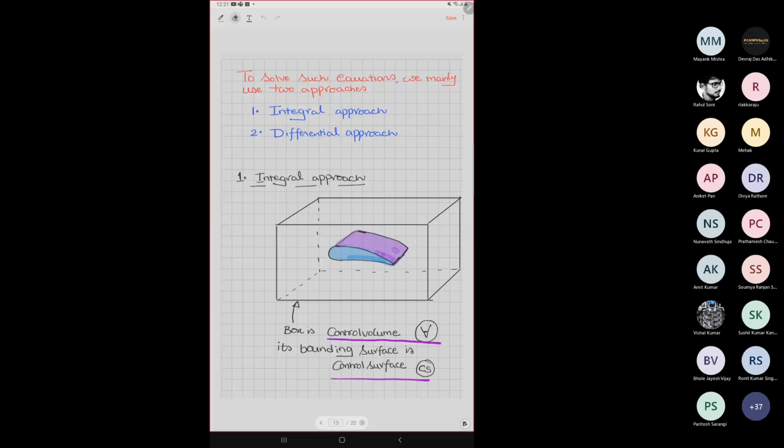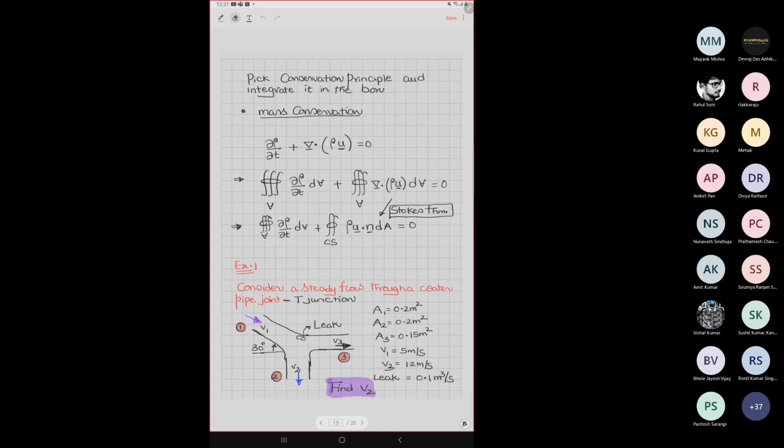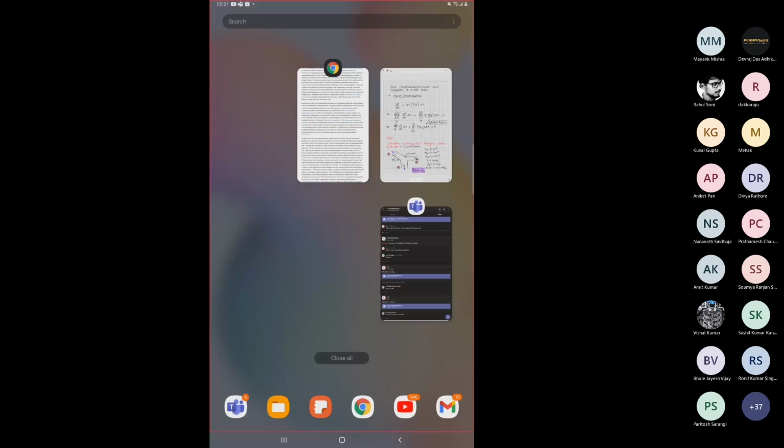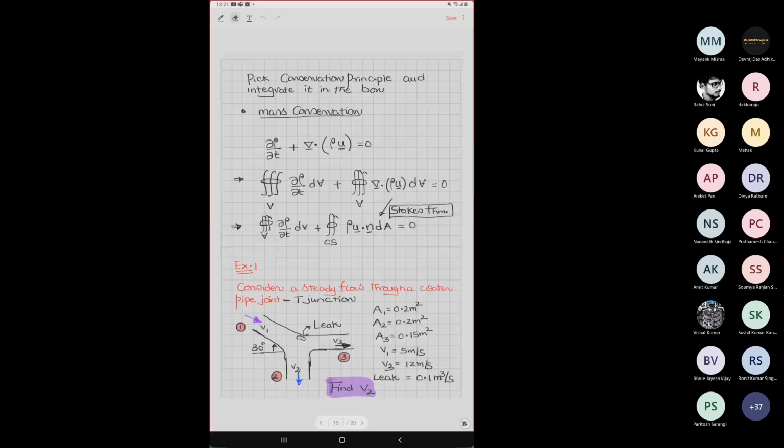Wonderful. Now we begin with an example. Can you, okay, let us wait. I change the page. Hello. Yes, sir. Can you see the new page? Yes, sir.